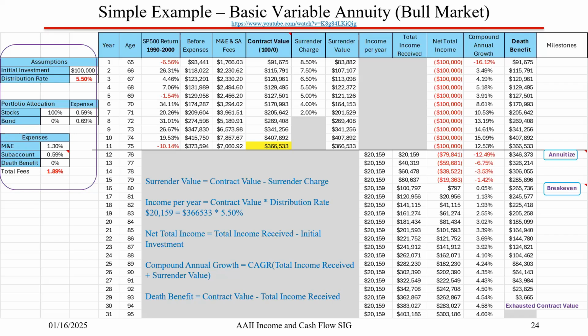When you break even, meaning you got back the money that you put in, is 15 years. And you exhaust your contract value after 30 years. But because you're on an annuity, you continue to get the money.